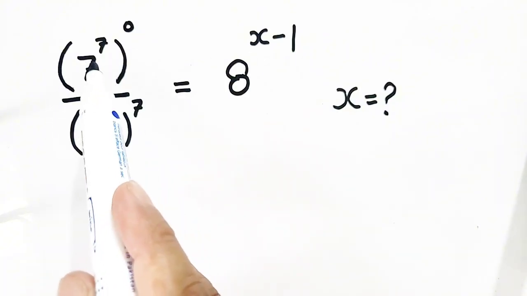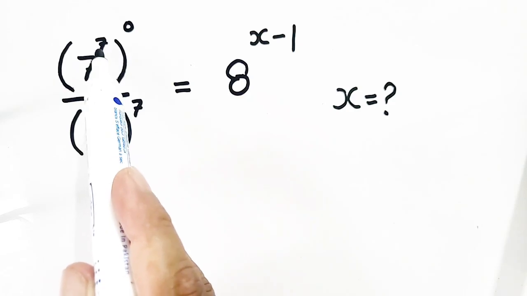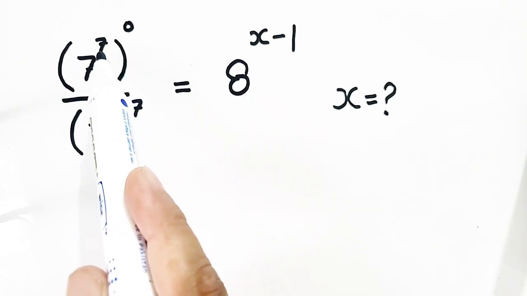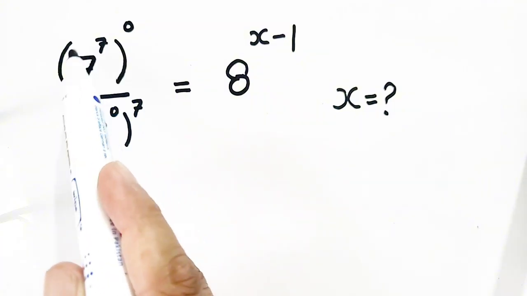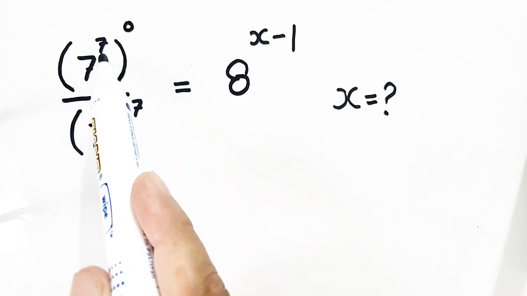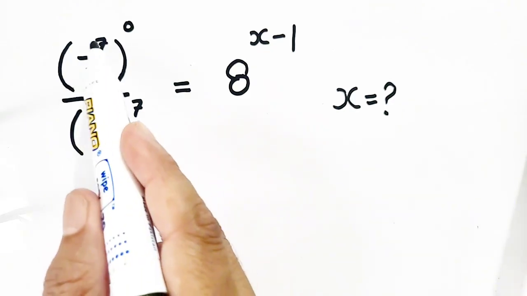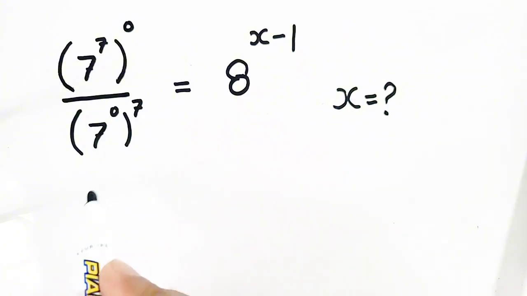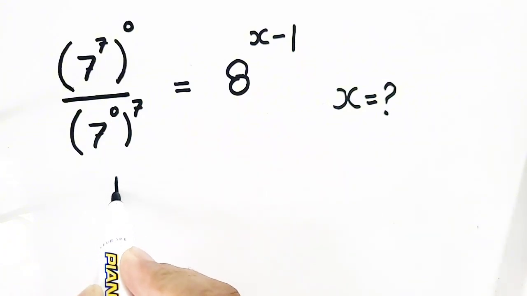Inside the parentheses there is 7 raised to power 7 and whole power is 0. Remember that any number which has power 0 is equal to 1. So that is a number and its power is 0. So its answer will be 1.